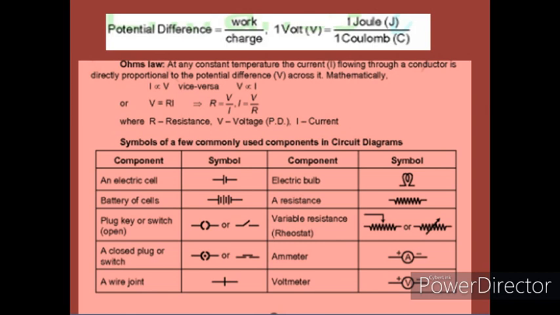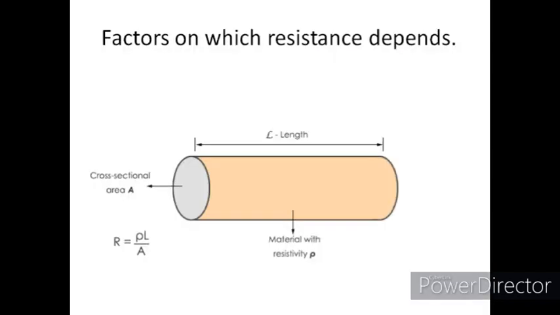Next, Ohm's law, in which V is directly proportional to I. So, from Ohm's law, we have the formula V is equal to IR, in which resistance is inversely proportional to current. Now, here are certain symbols that are used in an electric circuit. First is electric cell, then battery, plug key, closed key, wire joint, electric bulb, a resistance, variable resistance, ammeter and voltmeter.